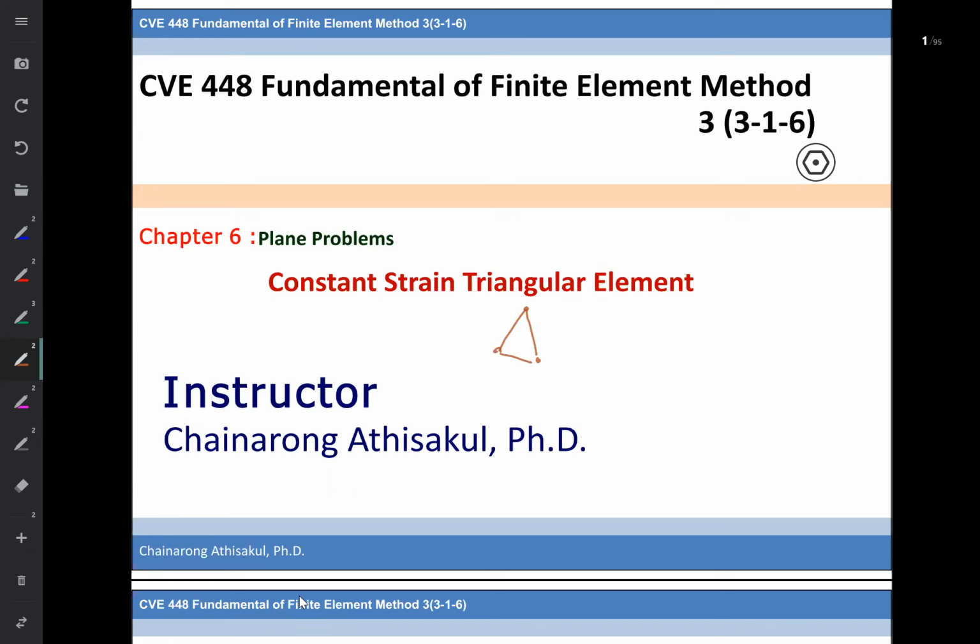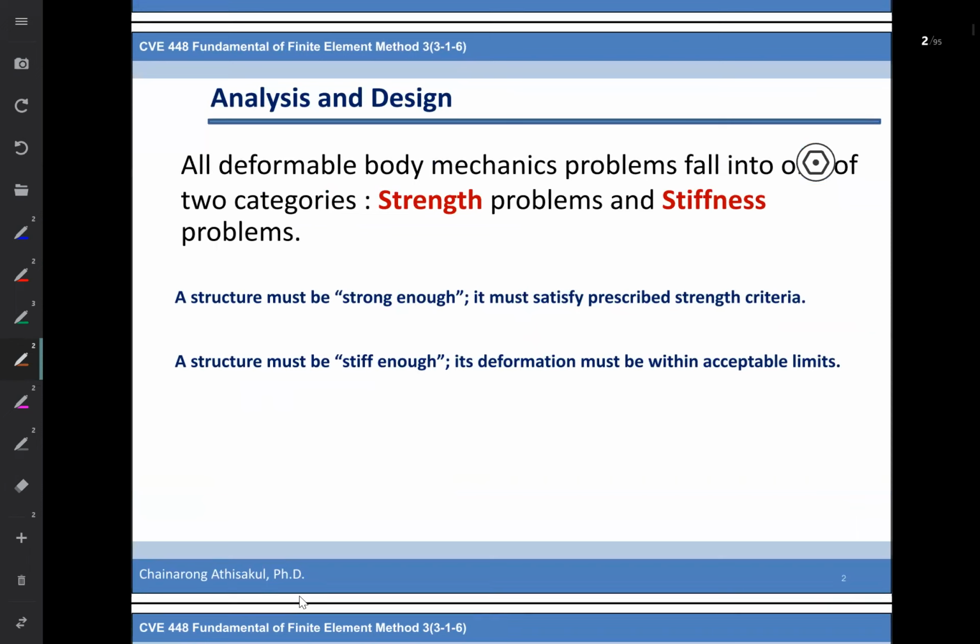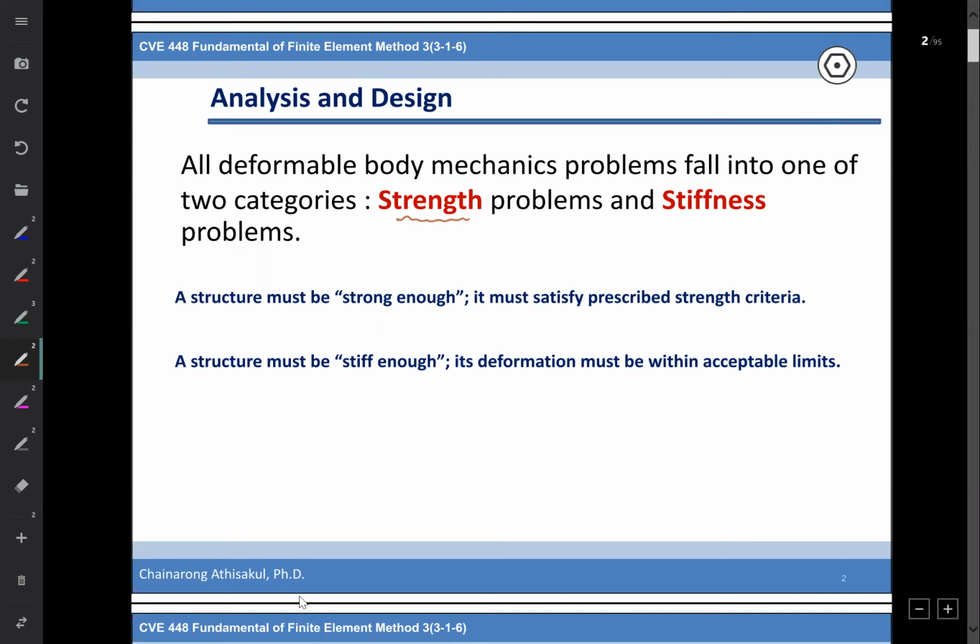Before we talk about the constant strain triangular element, we have to review a little bit of engineering mechanics of materials, that is, the stress and strain relationship. As we know, if we would like to analyze and design a structure, all deformable body mechanics problems fall into one of two categories that we have to concern: the strength of the material, and the stiffness of the material.